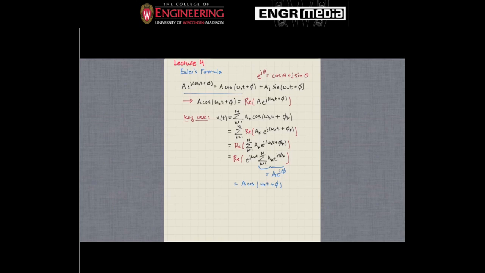Okay, so what can we use this for? Well, the first thing we can do is just say that we can represent this cosine just by taking the real part of e raised to the j times omega naught t plus phi. And that should just give us A times cosine of omega naught t plus phi. So that's this line here, right?